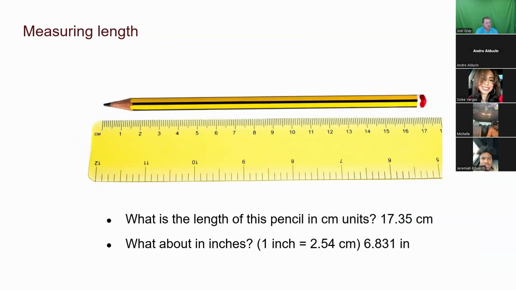Here, what we have is measurements using centimeters. So 0 centimeters up to 17.35 centimeters. So here is 17 centimeters, then put 1, 2, 3, and the end of this is between the 0.3 and 0.4. So inches, this is going to be 6.831 inches.